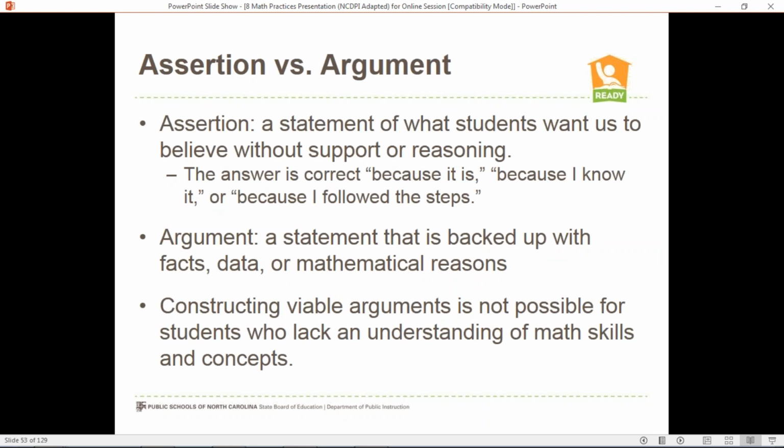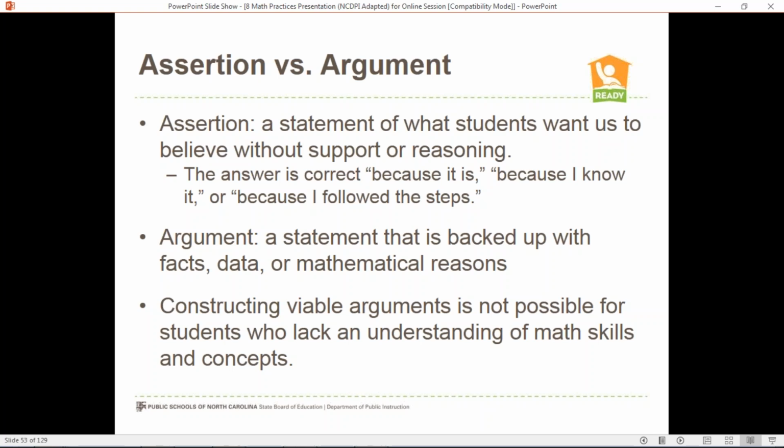And then finally, it's always important as we're working with kids and or adults, right, to talk about the difference between an assertion and an argument, right? An assertion is what it says here on the page, right? It's right because I know it, right? I followed the steps. It is what it is.